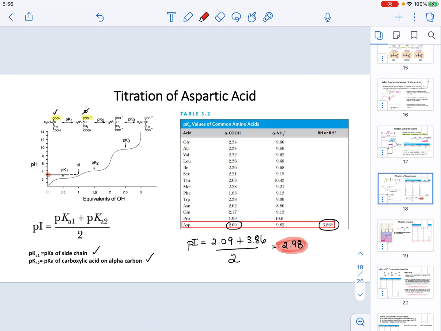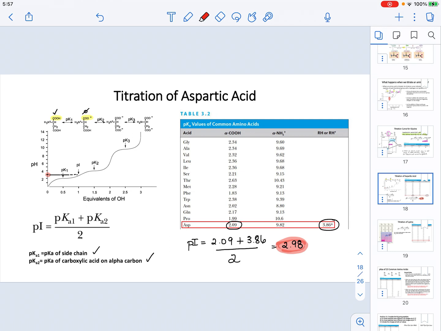Remember, the isoelectric point is where we have overall a net charge of 0 in a particular amino acid. So if you have to calculate the pI for glutamic acid, it is going to be very similar. You're going to take the average of the pKa of the carboxylic acid attached to the alpha carbon plus the pKa of the side chain, which is also a carboxylic acid, and you're going to divide it by 2.